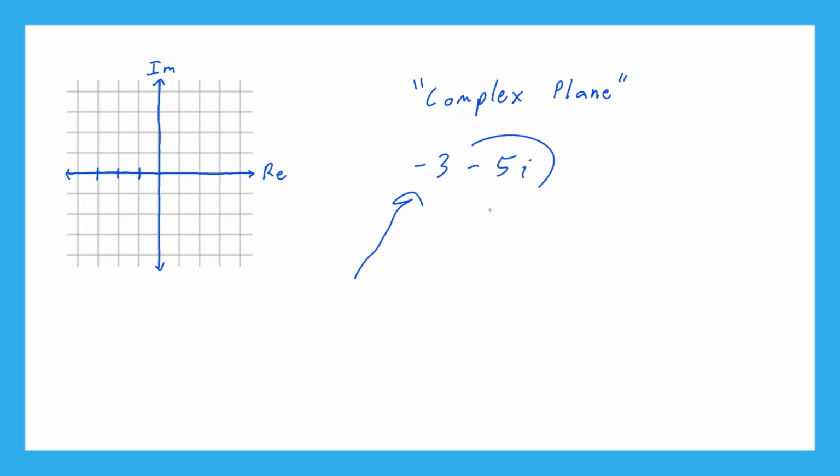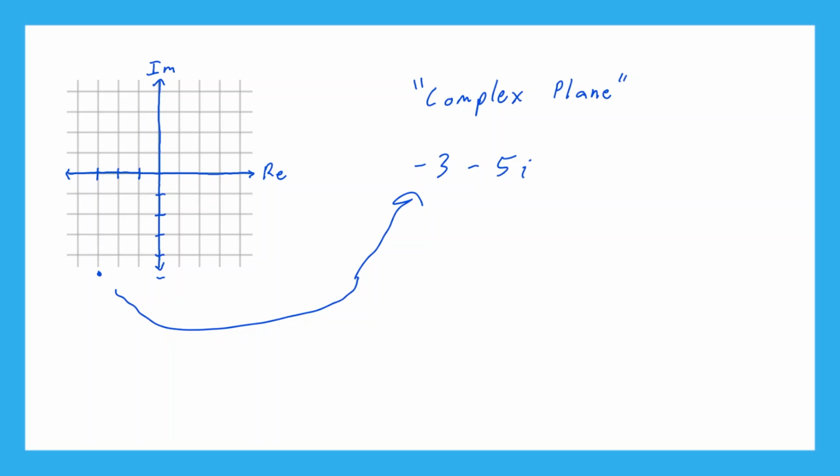And then this -5i will tell us to go down 5 on the imaginary axis, that is vertically. So we're going to go from here and go 1, 2, 3, 4, 5. So right there. And we're going to draw these lines here. Just like that. So that point right there is the graphical representation of the complex number -3 minus 5i.